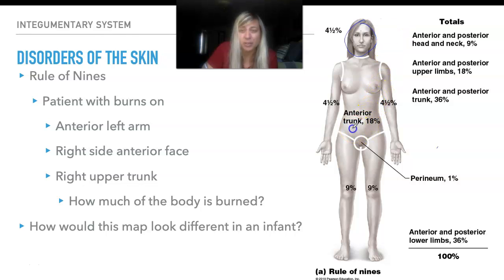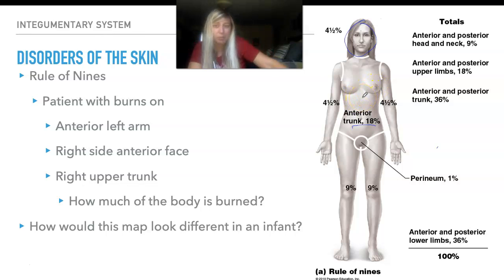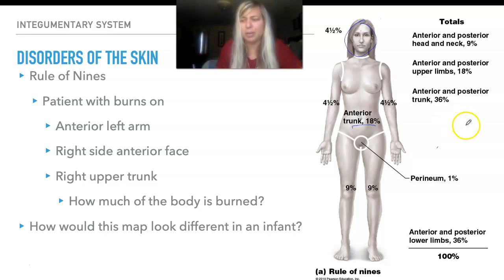The trunk, the anterior, is 18%. If you were to add the posterior, which is another 18%, the trunk together makes up 36% of our body. So, for example, if we had a patient with burns on their anterior left arm, just the anterior side is going to be 4.5%.